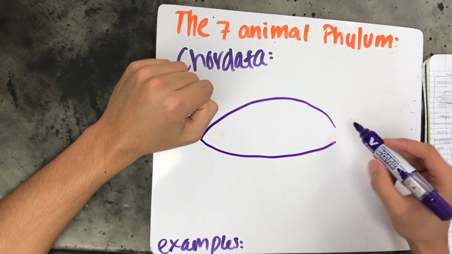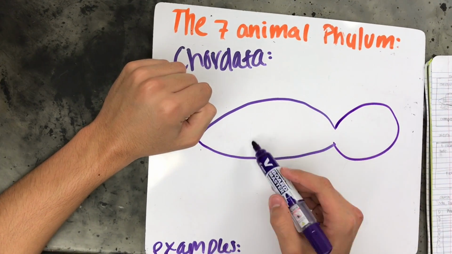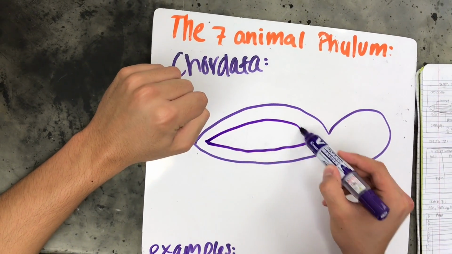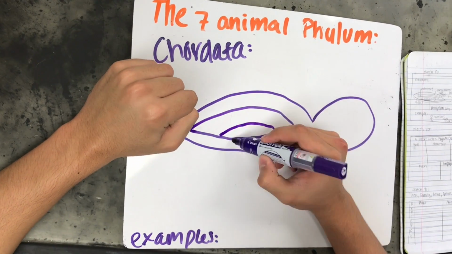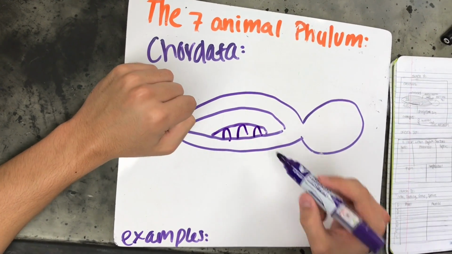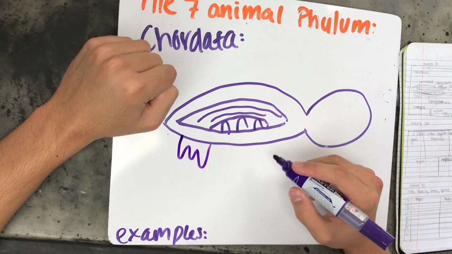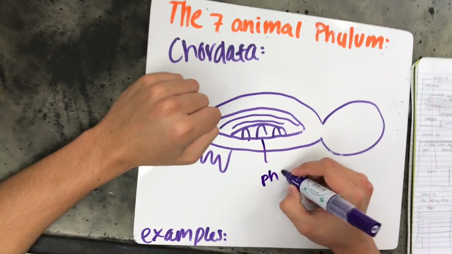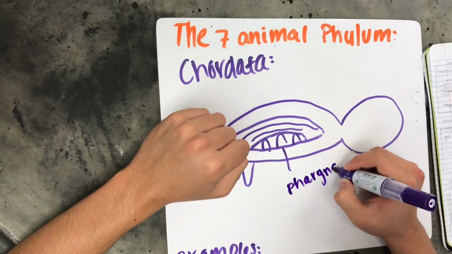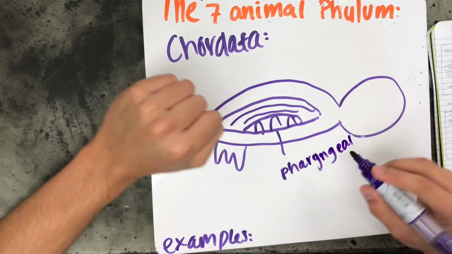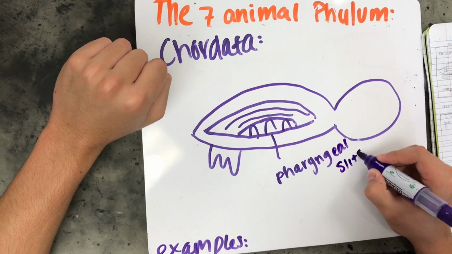And the chordata. This drawing of the structure of the chordata consists of notochord, dorsal hollow nerve cord, post-anal tail, and pharyngeal slits. They are unique because they have a dorsal nerve cord, which is a bundle of nerve fibers connecting the brain to the organs and muscles.